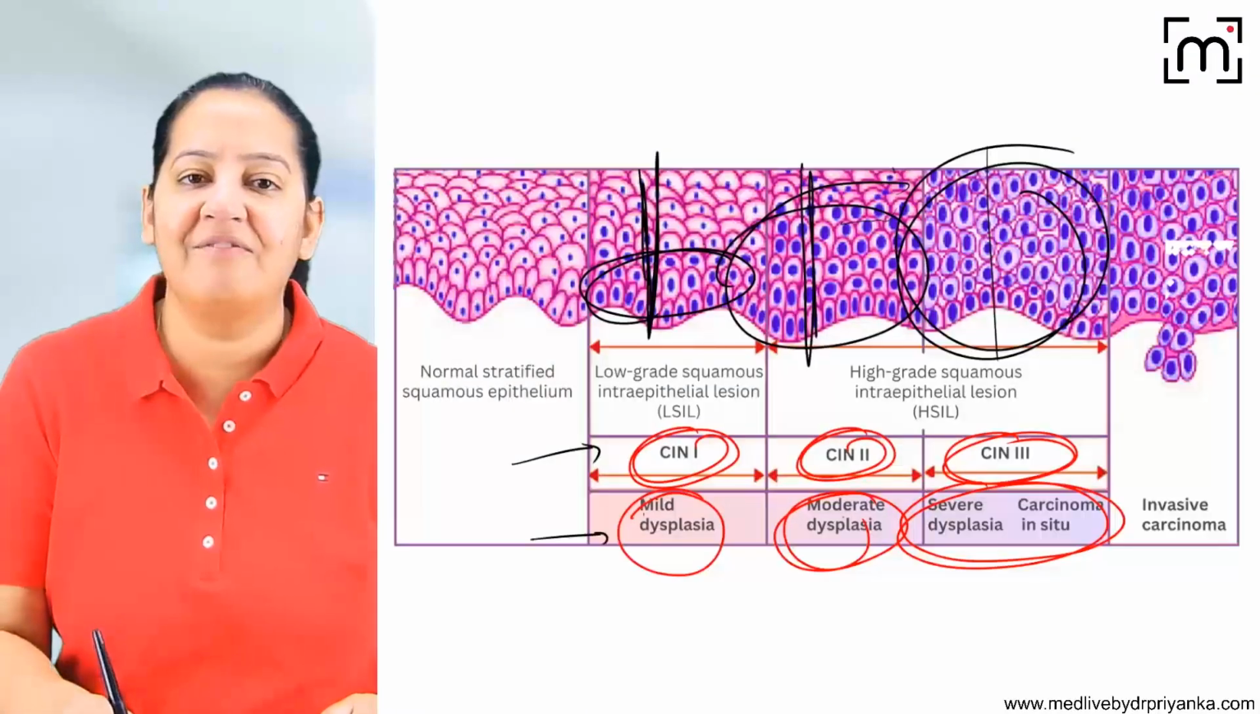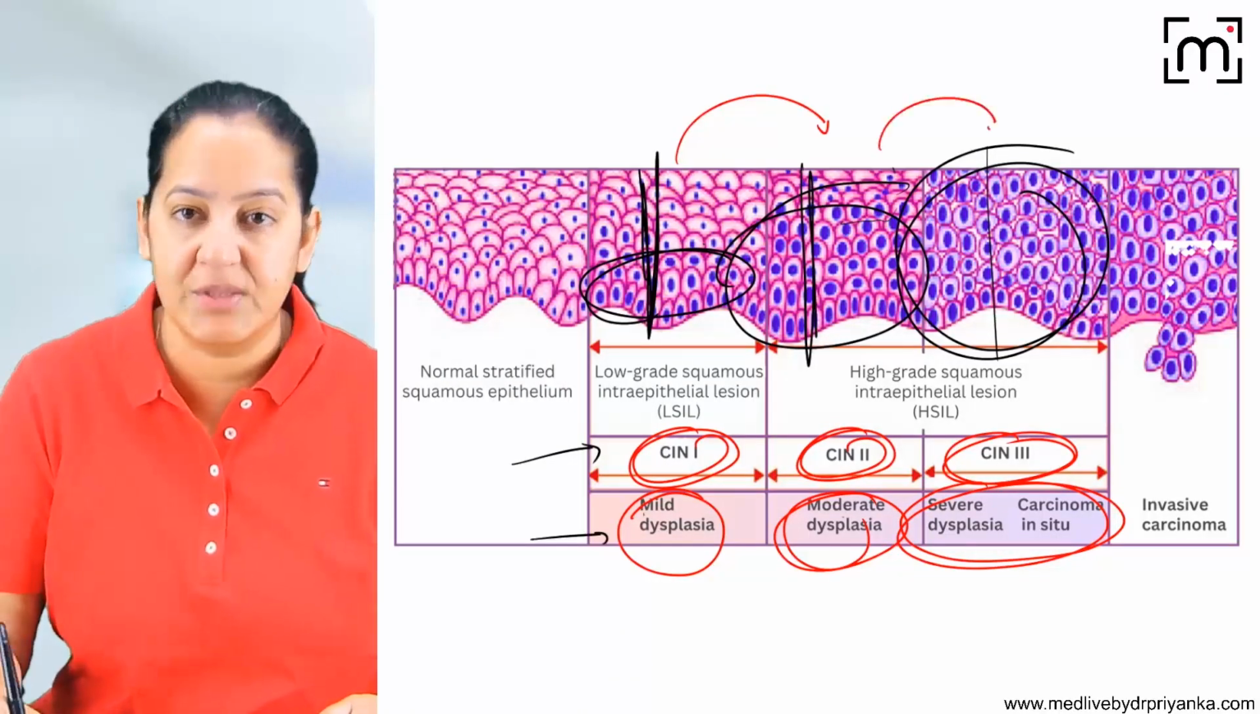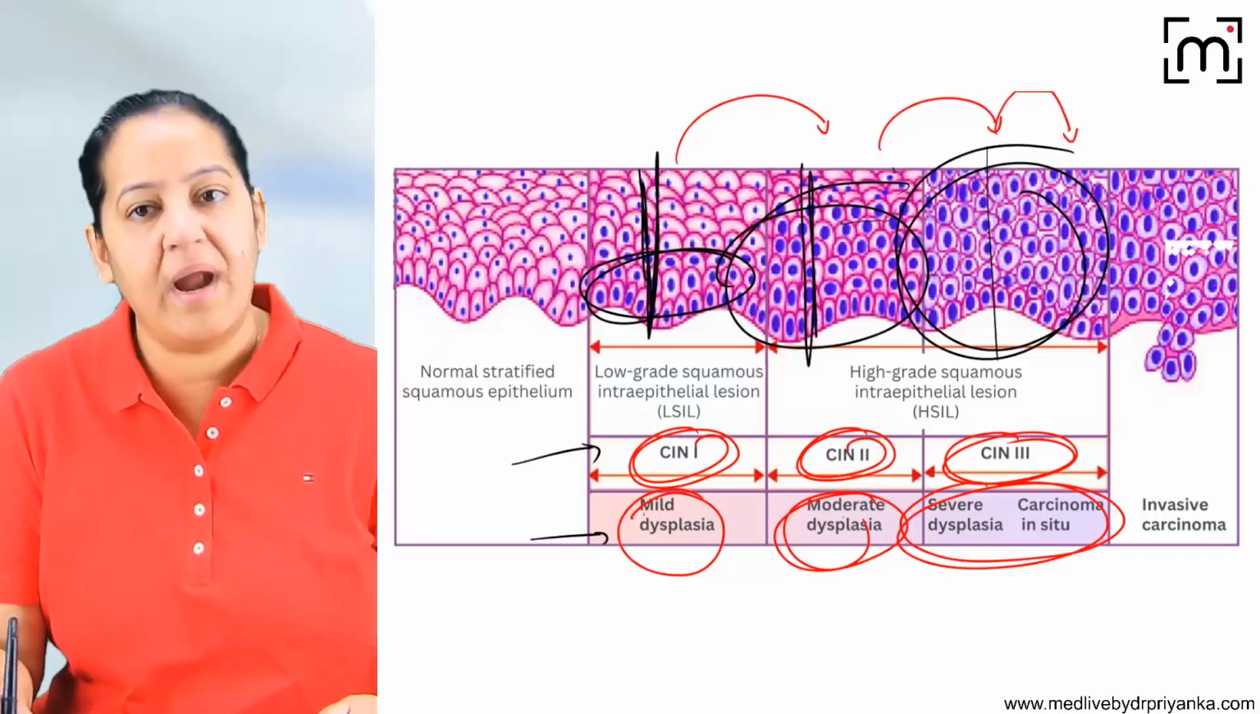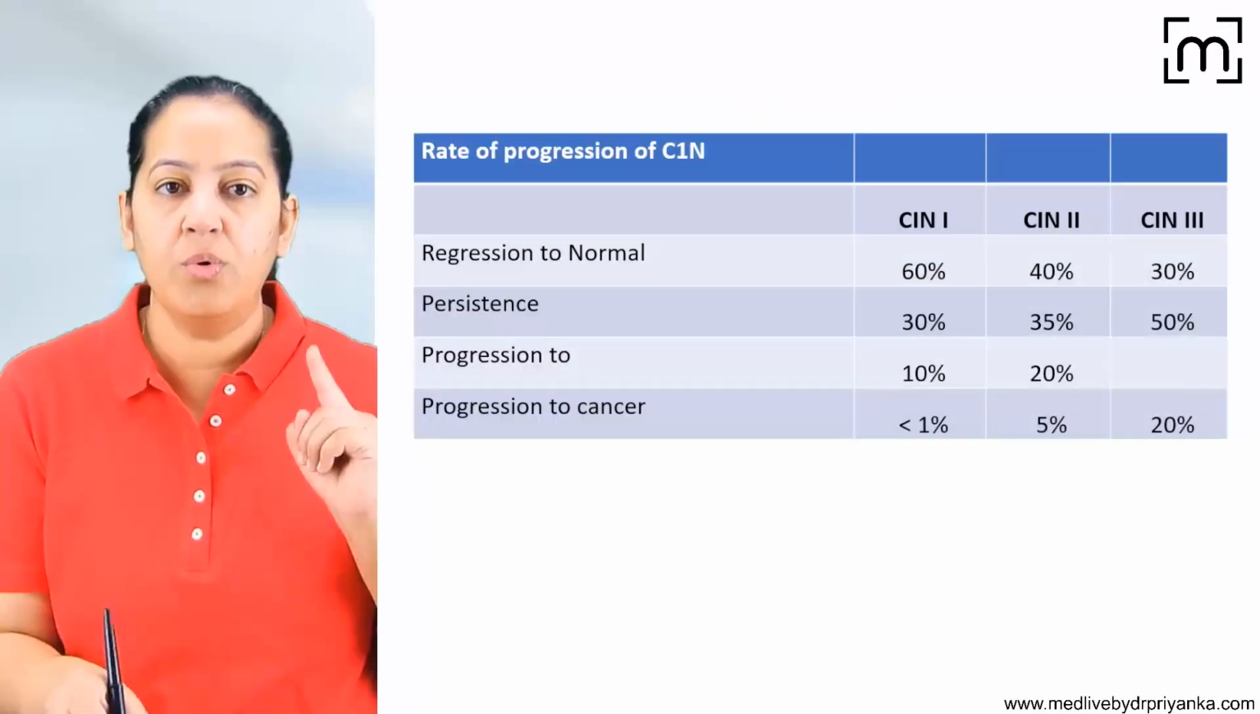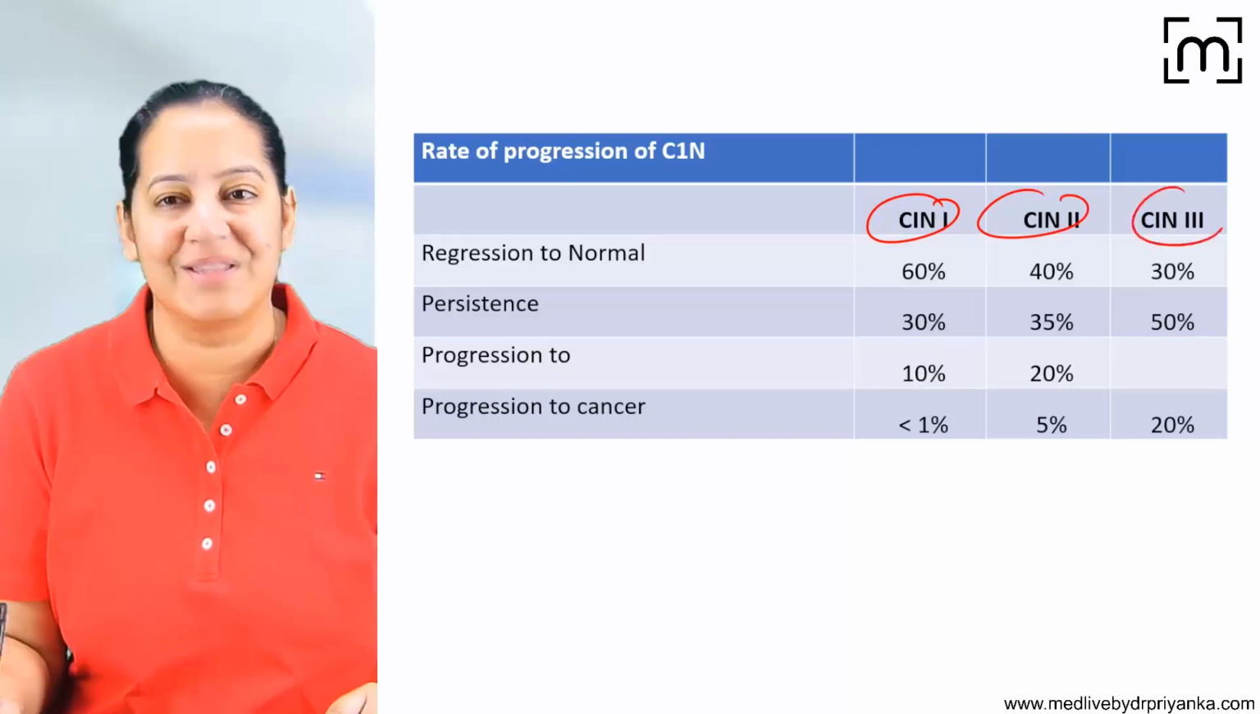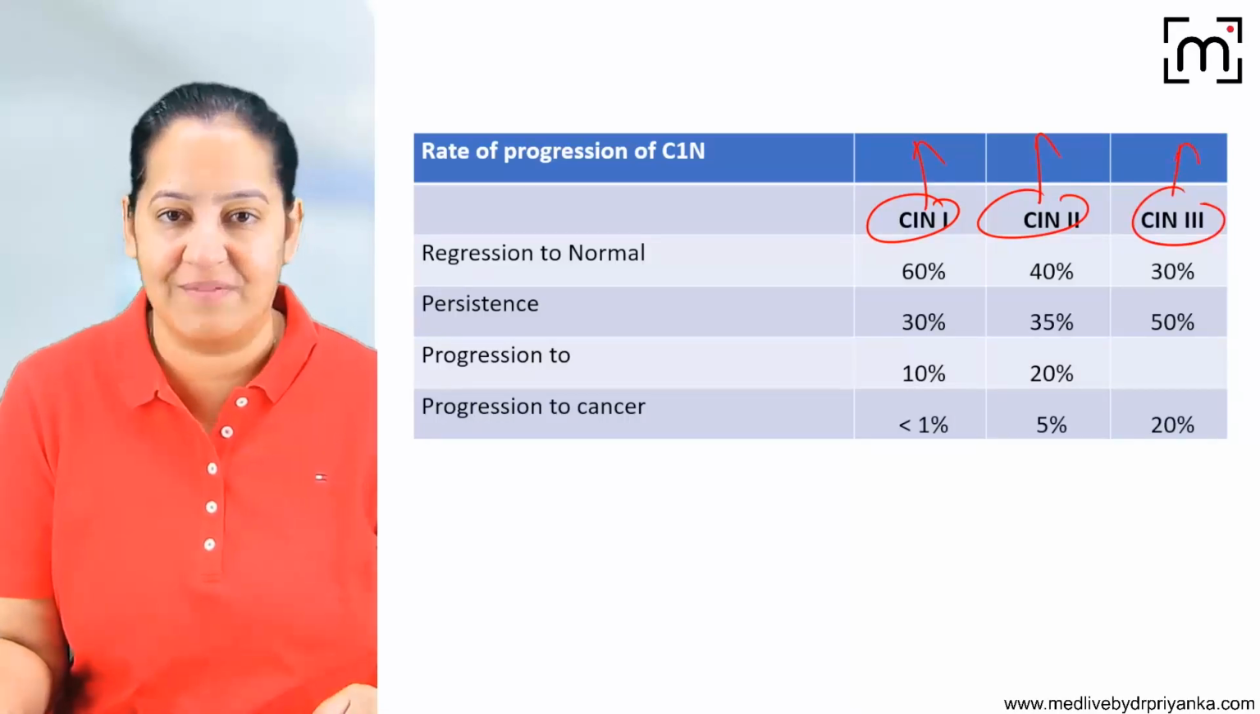So basically CIN1 leads to CIN2, CIN2 leads to CIN3, and CIN3 leads to carcinoma in situ, and carcinoma in situ leads to cancer. So you can see CIN1, CIN2, CIN3. That is mild dysplasia, moderate dysplasia, severe dysplasia.